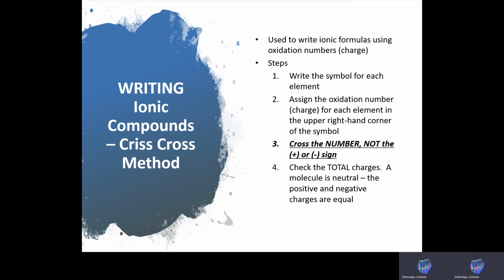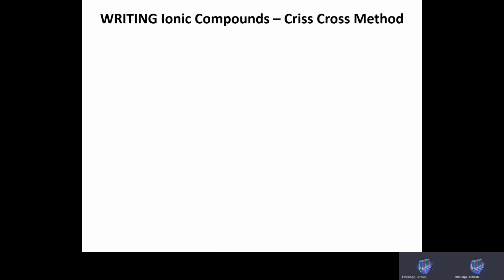Okay, so step 1, write the symbol for each element. Step 2, assign that oxidation number. Step 3, you're going to cross the number, not the sign. And then you're going to check to make sure that if you were to add up those numbers, they would add up to 0. Okay, so let's go through an example of this crisscross method.